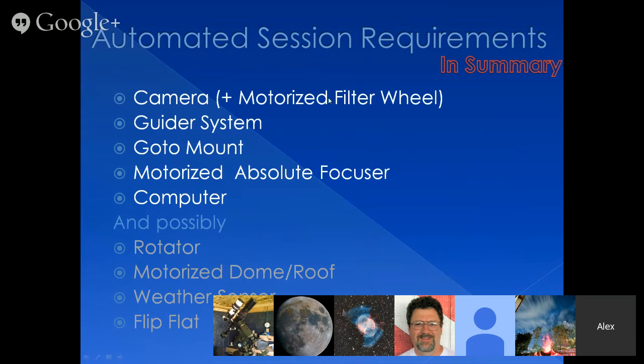Get yourself a good camera with a motorized filter wheel if you're going to need filters. A good guider system with a sensitive camera, a good go-to mount that you've really gotten to work really well, a motorized absolute focuser, and a good kick-around computer. You might need a rotator. You might need to motorize your dome or your roof. You might need a weather sensor and a flip flat to help to take the flats. But if you've got this stuff here, you can take automated sessions.